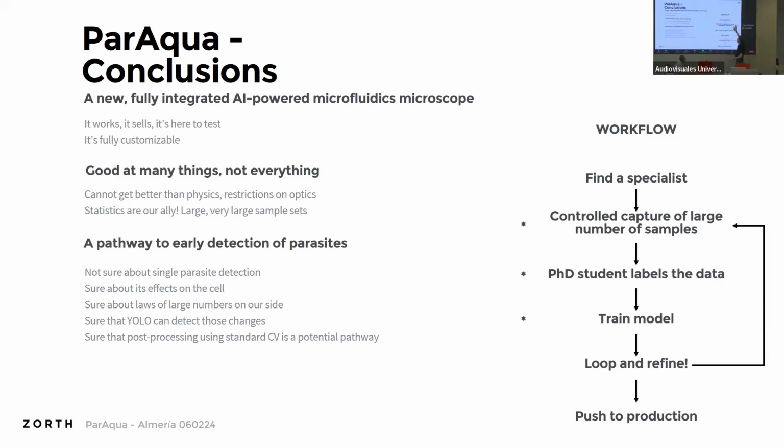You capture a large number of samples. You use a PhD student. I'm sorry, guys. You use a PhD student to label the data. You don't want to do that yourself. Train the model. Once you've trained the first model, you loop, get a larger amount of data, refine until you're able to push that thing to production.